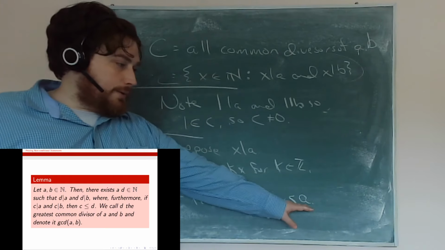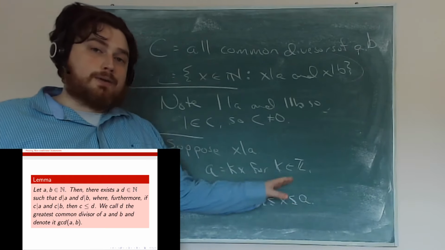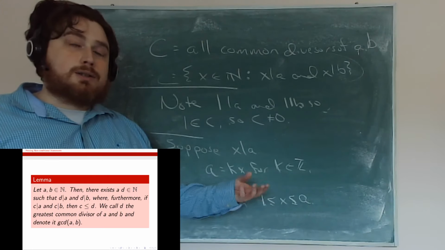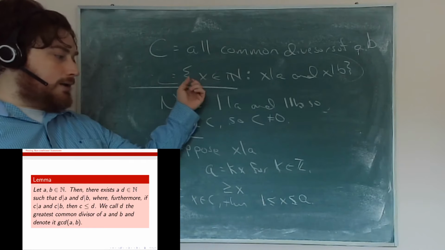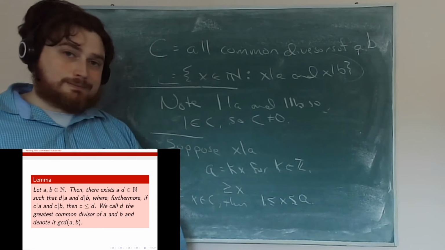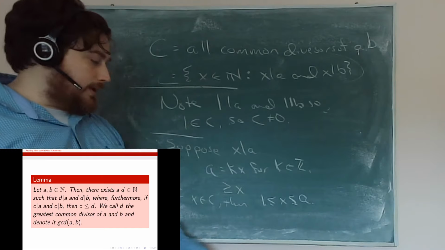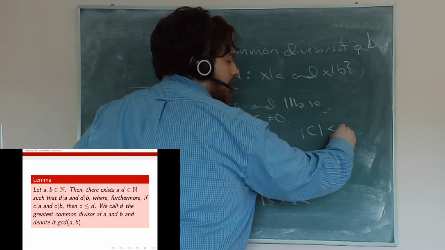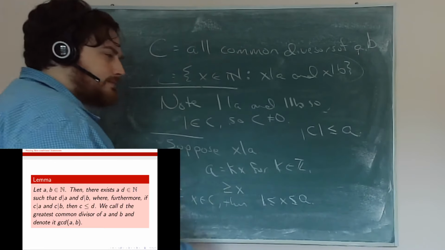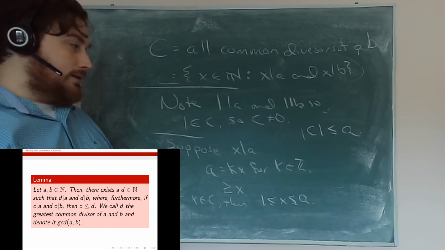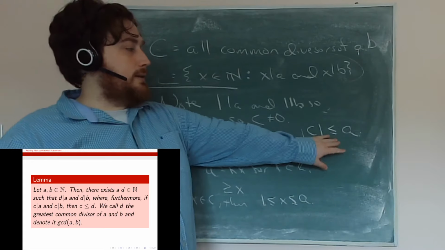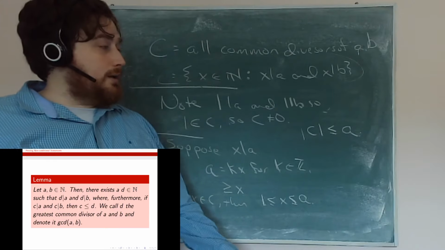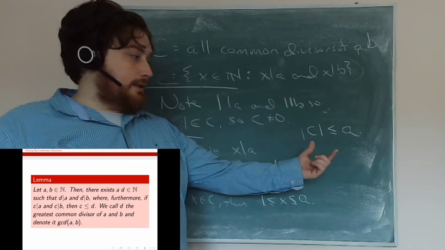Well, just going from this, the only options we have now are 1, 2, 3, 4, 5, 6, 7, all the way up to a. So the most elements we can have in here is a elements. Therefore, we could say the cardinality of C is less than or equal to a. So if the cardinality of C is less than or equal to a, and a is a finite number, that means that C is finite.